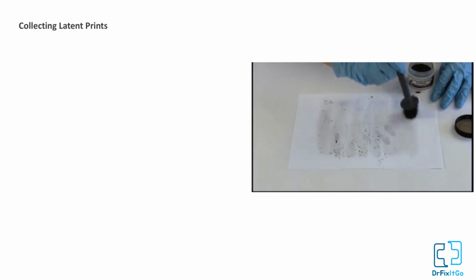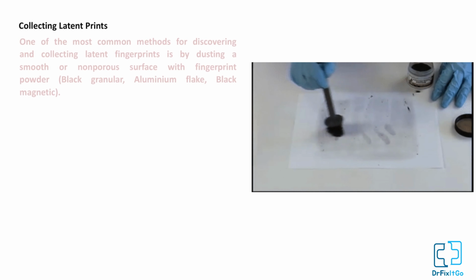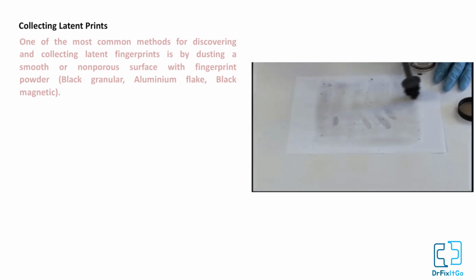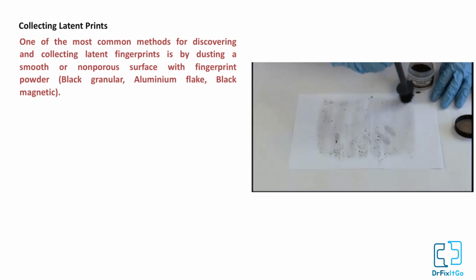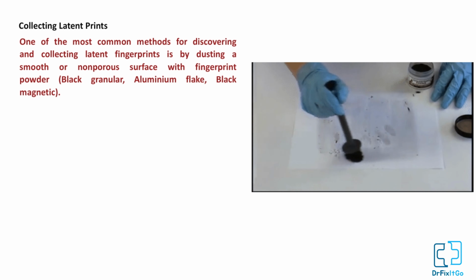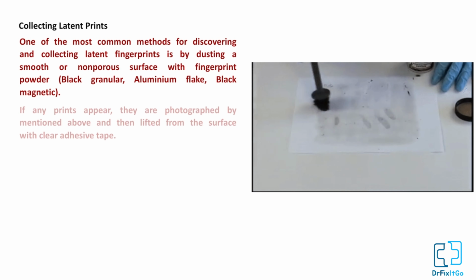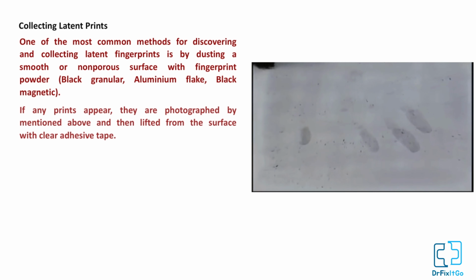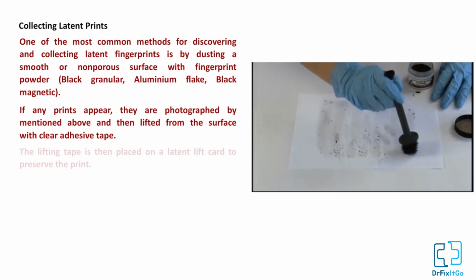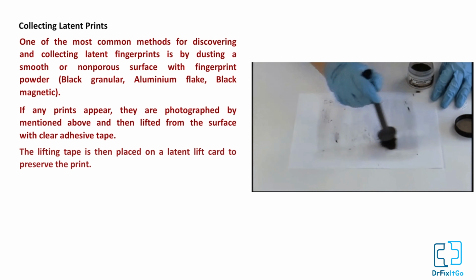Collecting latent prints. One of the most common methods for discovering and collecting latent fingerprints is by dusting a smooth or non-porous surface with fingerprint powder. That may be black granular, aluminum flake, black magnetic, etc. If any prints appear, they are photographed as mentioned above and then lifted from the surface with clear adhesive tape. The lifting tape is then placed on a latent lift card to preserve the print.